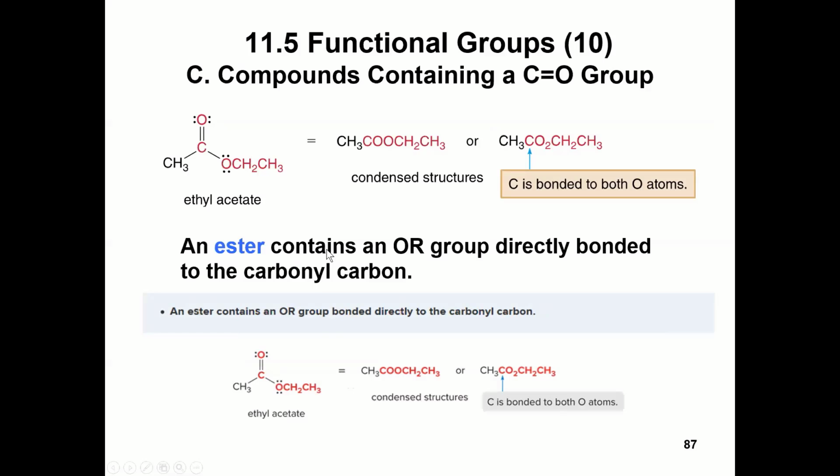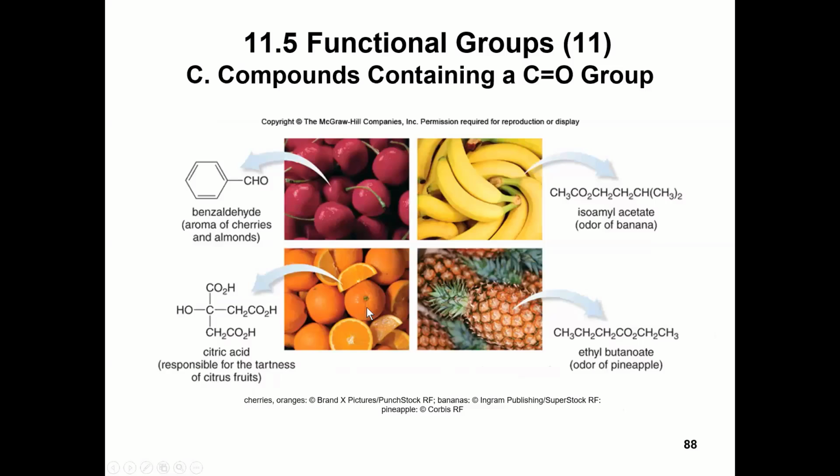The esters, an ester contains an OR group directly bonded to the carbonyl carbon. So in this case, the OR group is here, where I'm circling. And here are some condensed structures for an ester type of group.